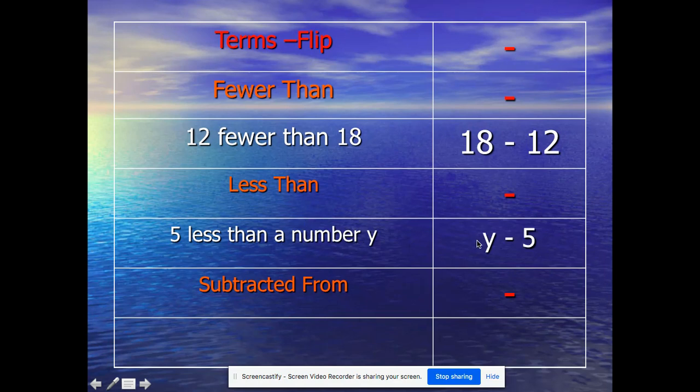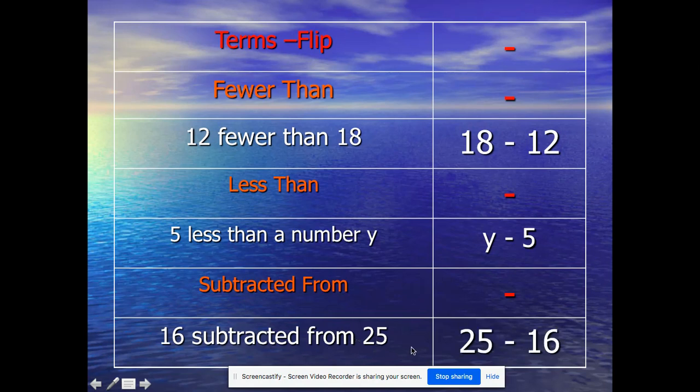Again, we are starting with y and we are taking 5 away from it. So that would be one where we flipped. Again, the 5 was the first term in this verbal expression, y was the second, and we're going to flip them there. Subtracted from, 16 subtracted from 25. 16 subtracted from 25 means that we're actually starting with 25, and we're taking 16 away from it. So it'd be 25 minus 16, which would give us 9.